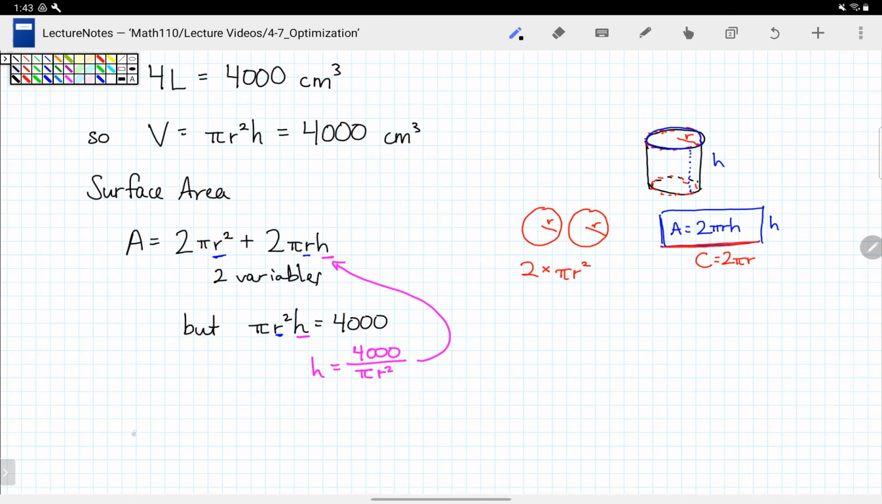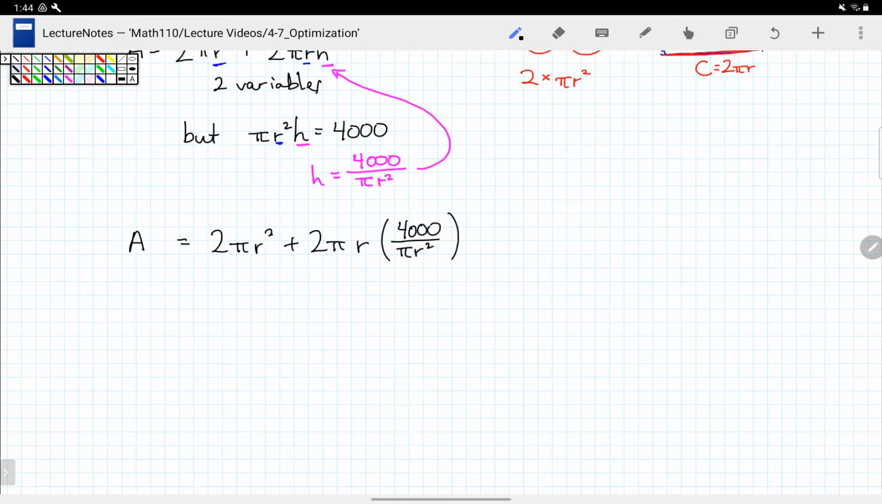So now my area is 2 pi r squared plus 2 pi r times h, which is 4,000 over pi r squared. And now this area is a function of r, only one variable. So now what we can do is minimize that. We're going to find r to minimize this function using our standard calculus tools.